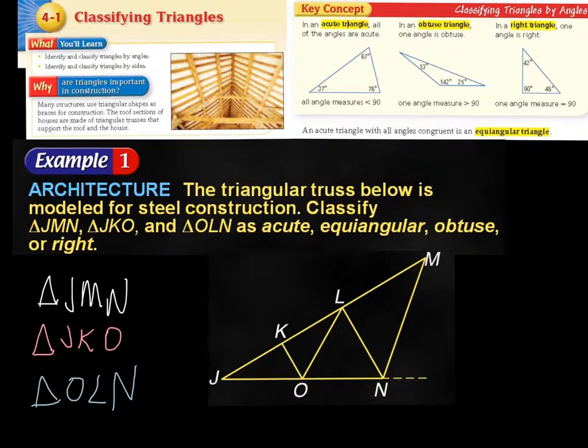For example 1, the triangular truss below is modeled for steel construction. Classify triangle JMN, triangle JKO, and triangle OLN as acute, equiangular, obtuse, or right. Okay, let's find triangle JMN. Okay, that's our big one. It looks like angle N is bigger than 90, so that one will be obtuse.